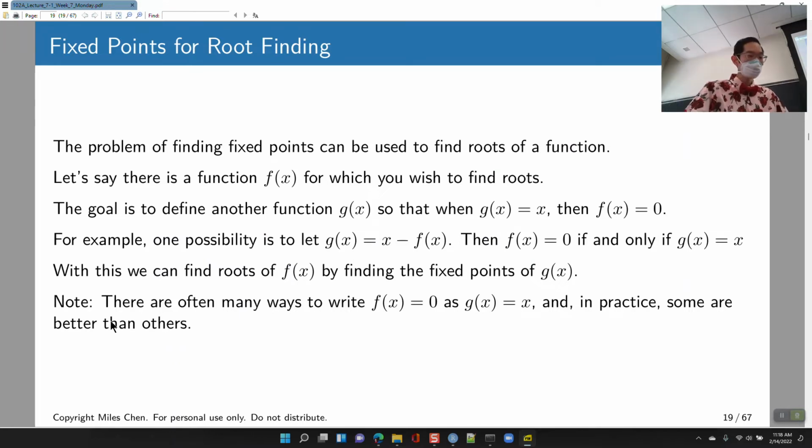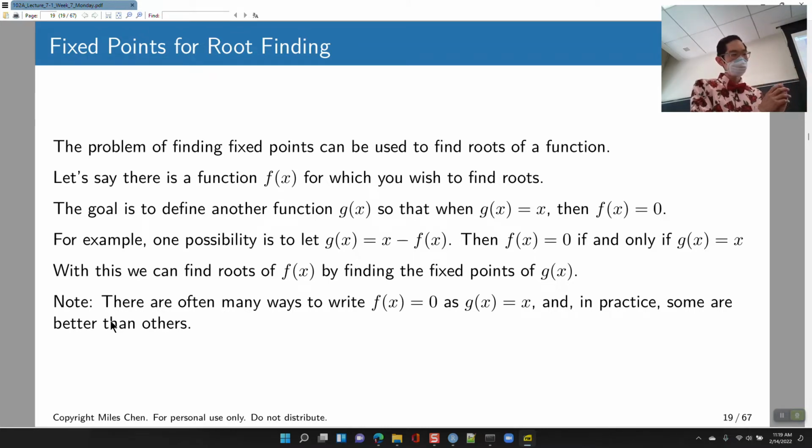So what we're going to do is, remember the original thing we wanted to do was find the roots of a function. And we're going to say, if we can find fixed points of a function just by applying the function over and over and over again, we can use that to help us find the roots of a function. And so the way we're going to do this is we're going to say, let's say there's some function f. And what we want to do is find the roots of f.